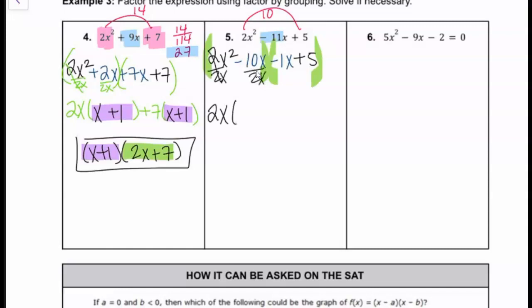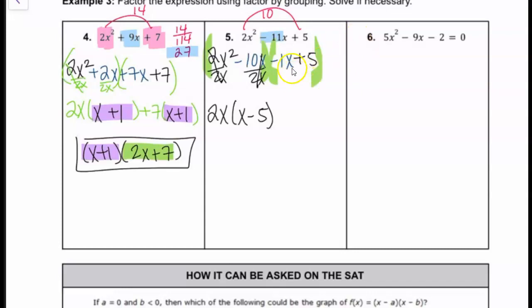2 divided by 2 is 1. X squared divided by x is just x. 10 divided by 2 is 5, and it's a negative 10, so negative 10 divided by 2 is negative 5. And then your x's cancel out, so just a minus 5. Then what number goes into both negative 1 and 5? Well, there is no number, or that is to say, the only number that can go into both is a 1.